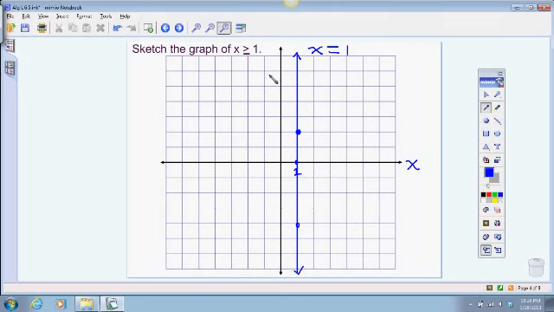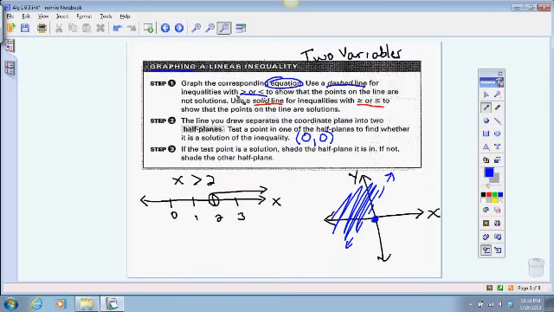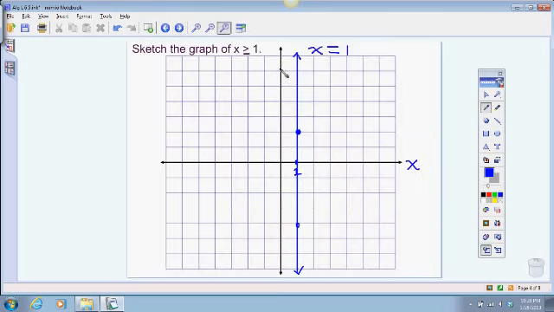Now, you need to decide if this should be a solid line or if you need to draw a dashed line. If it's greater than or equal to or less than or equal to, the hint here is this equal to, you make a solid line. Okay, if that equal to wasn't there, you'd have to draw a dashed line.